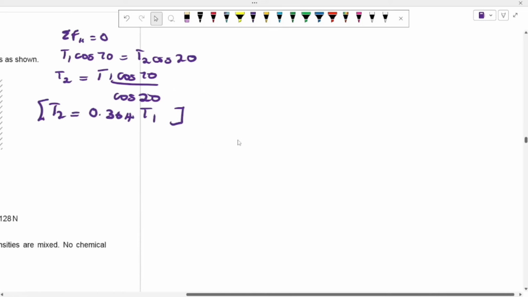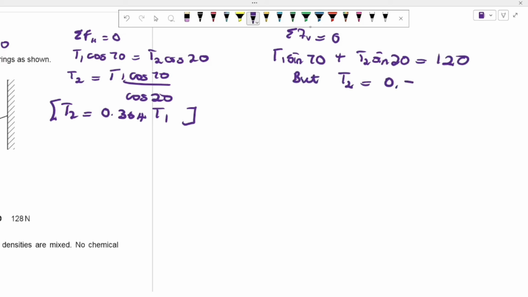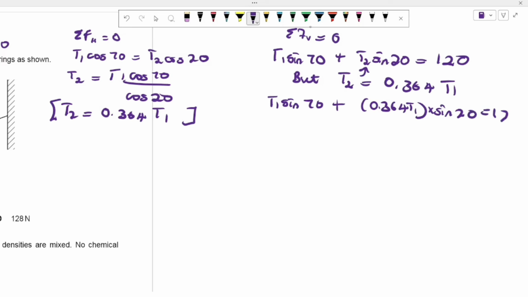Then if you look at the vertical, the summation of forces in the vertical should also be equal to 0. So T1 sine 70 plus T2 sine of 20 should be equal to 120. But what do I know, guys? I know that T2 is equal to 0.364 T1. So I can substitute this T2 here. I'm going to have T1 sine of 70 plus 0.364 T1 times sine of 20, which is just equal to 120.